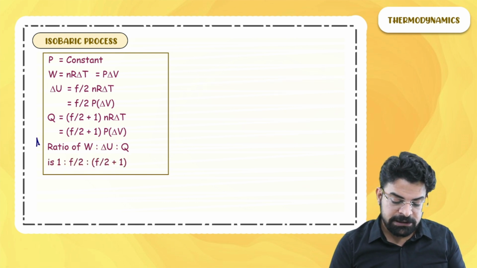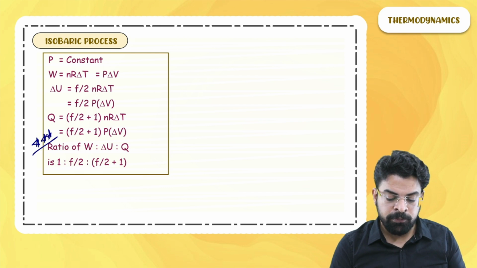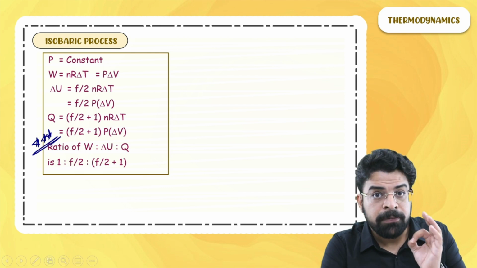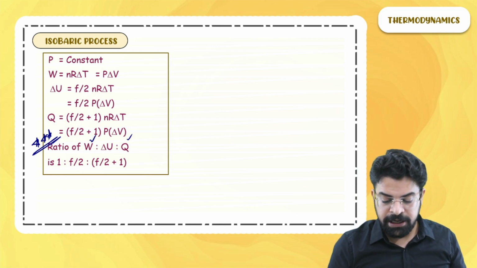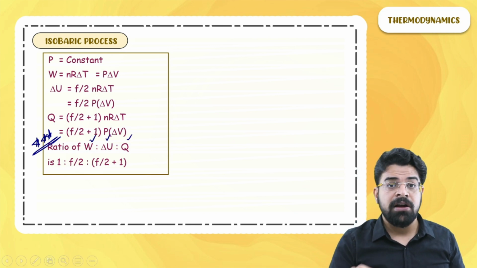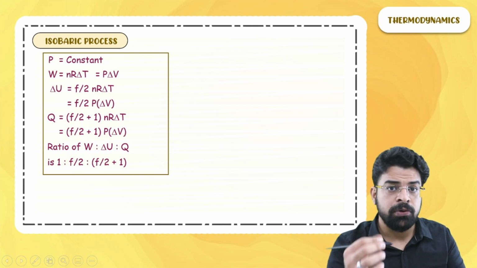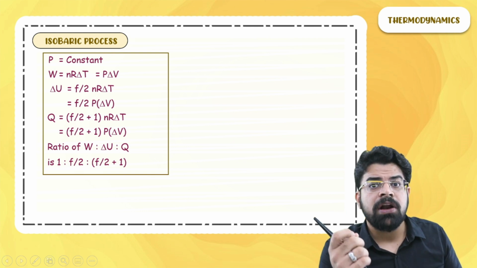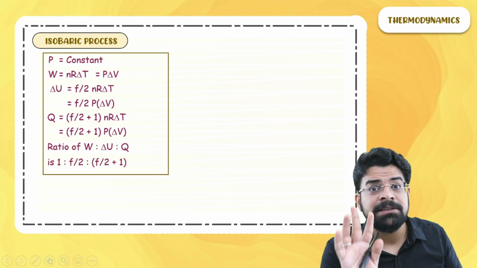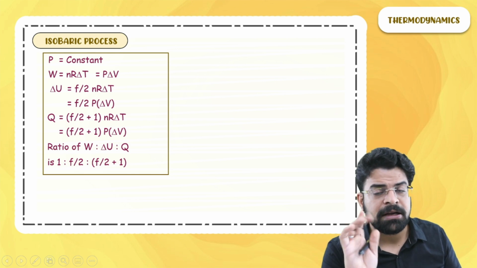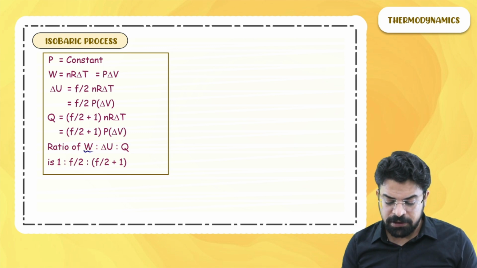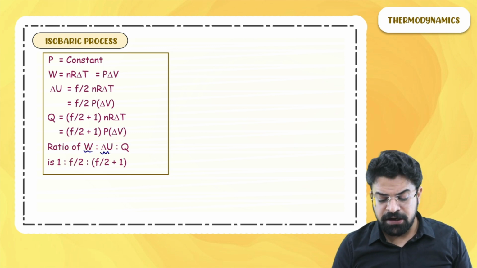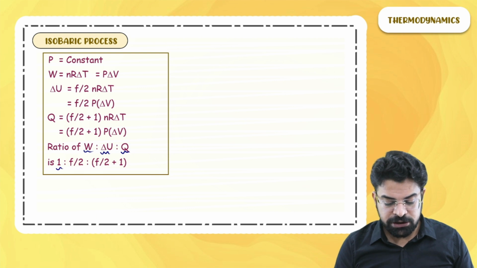And this is the number 1 FAQ in previous year papers. They will give you one of them, either work done or heat given or the change in internal energy, and they will ask you the other two for an isobaric process. We will practice this type of question, but before that, let's understand here a little bit more. We know that the work done to change in internal energy to heat given has the ratio 1 to f by 2 to f by 2 plus 1.